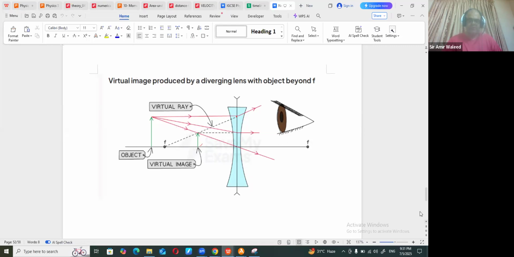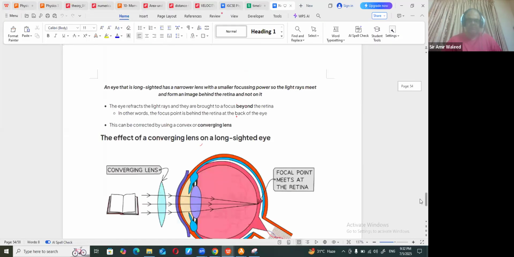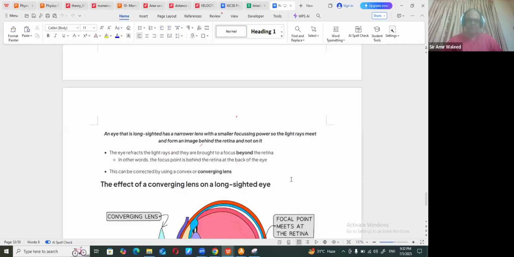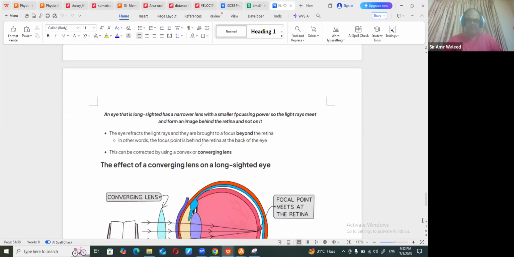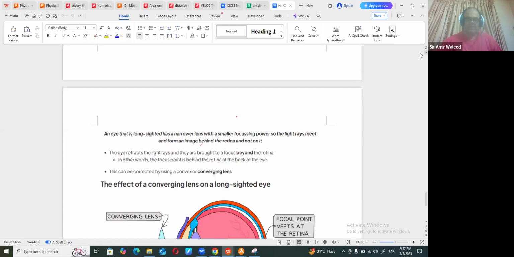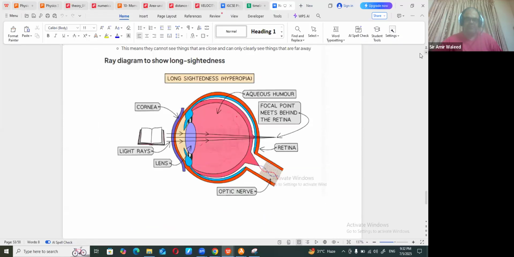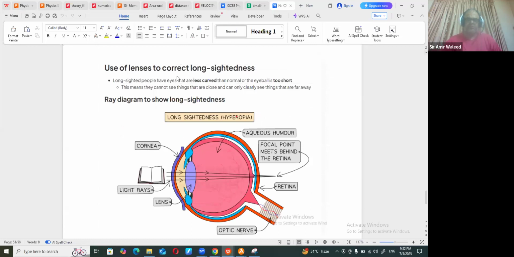Now we have one more small thing which is part of our course, and that is what we call defects of lenses. Now, what do you mean by defects of lenses? First of all, remember that there are two types of defects: long-sightedness and short-sightedness. Let me show you one thing. You can see here what we call long-sightedness. When you say long-sightedness, what happened?